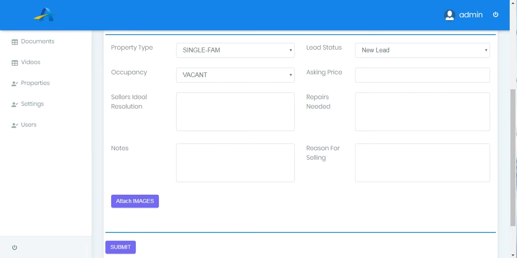Sometimes when you're dealing with sellers that are absentee owners, they own a property, but they don't necessarily live in the property. It's maybe a secondary home or a vacation home, or it's an investment property. It may be a situation where the house is either one of two things. It could be vacant, which means no one lives there, or it could be occupied, meaning they have tenants or someone does live in the property.